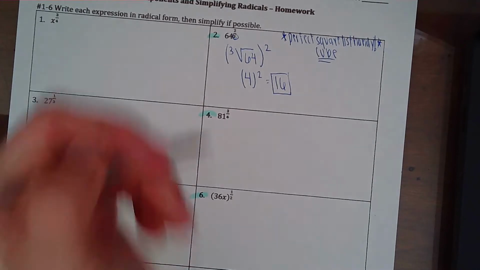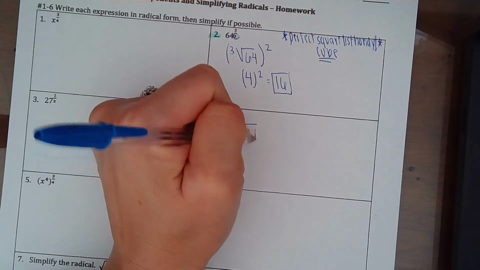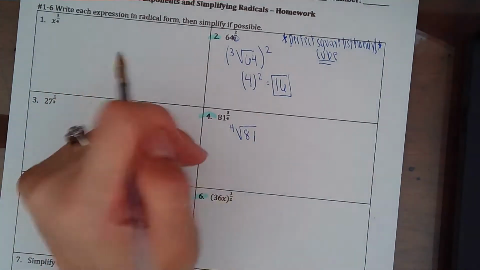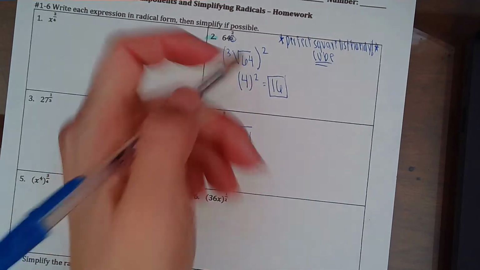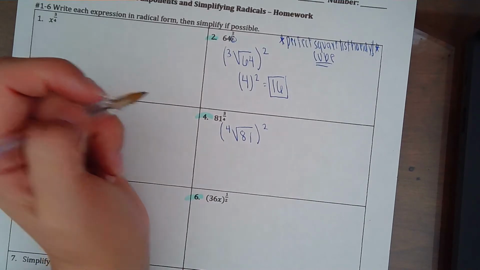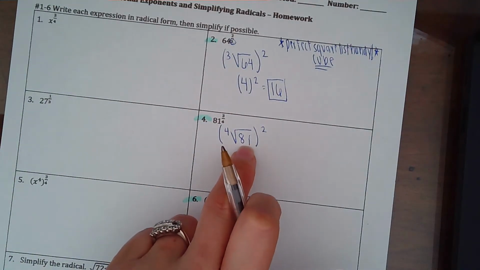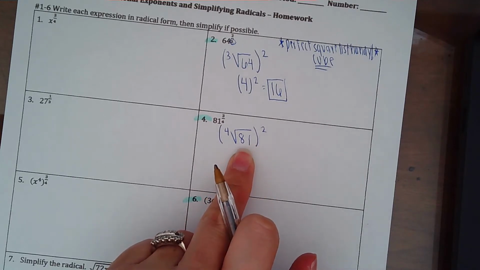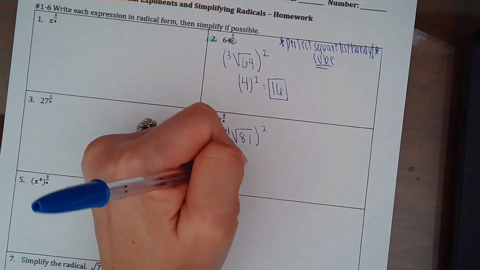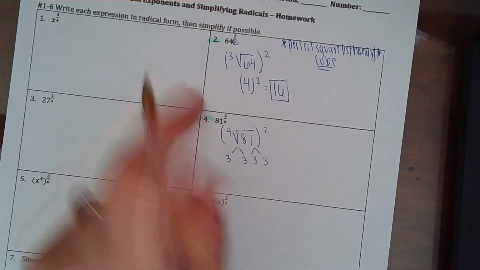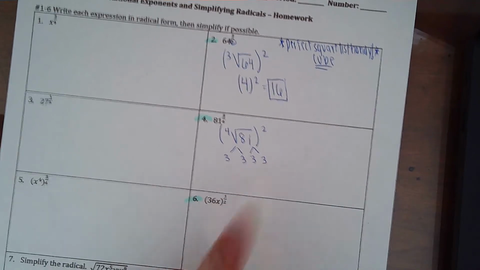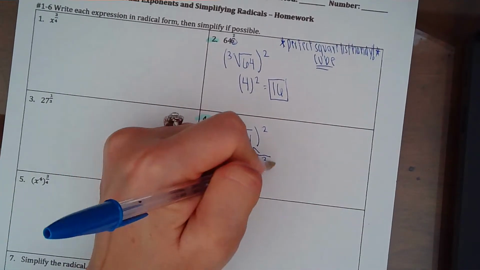Okay, same thing here. I would put 81 in the radical, and this would be the 4th root. So that's one that we haven't done quite yet. And when I'm all done with that, I would square it. So what we don't know is what times itself 4 times is 81. Well, I'm just going to let you know that 3 times 3 times 3 times 3 would be 81. 3 times 3 is 9, 9 times 3 is 27, 27 times 3 is 81. So we have 4 3s, so that would come out.